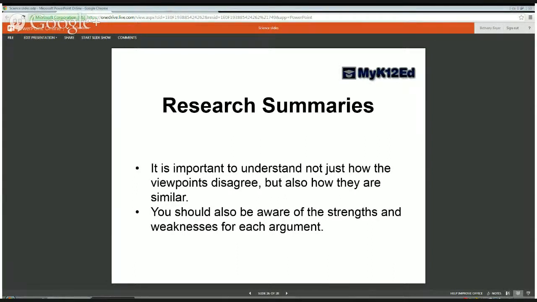But one of the scientists might have a stronger argument than the other, or there might be a weakness in one of the arguments, and it may ask you questions about that. So that's just something else to be aware of, the strengths and the weaknesses for each argument.